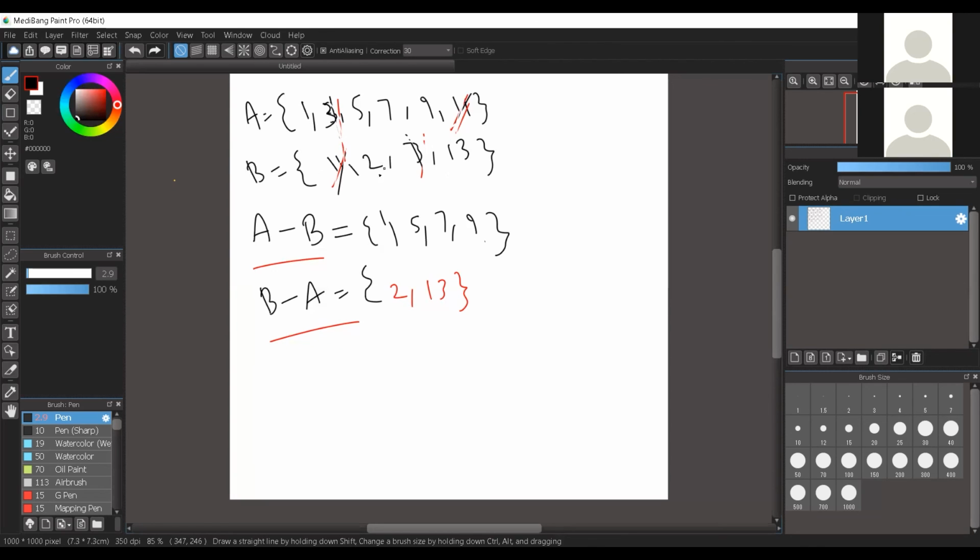1 is present in A. Is it present in B? No, it's not present. So we're gonna write it. Now 3. 3 is present in A. Is it present in B? Yes. We're gonna delete that. We're not gonna write it. We're gonna go to the next element.